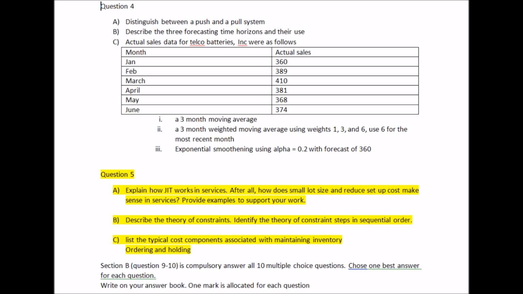All right, so 5C, list the typical cost components associated with maintaining inventory. What are they? Fixed costs? No, what are the costs associated with maintaining inventory? Ordering and holding. Yep, and then there's things like counting it, obsolescence, stuff gets damaged. All those types of things are examples of the costs. But if we just put holding and ordering, will you get full marks for that? There's only 2 marks. Those are the more typical. I'm sure you'll be able to come up with them.